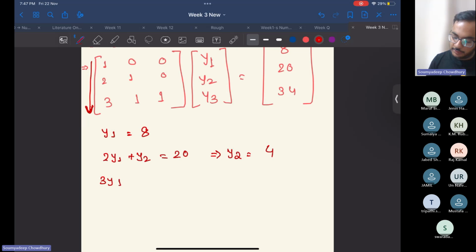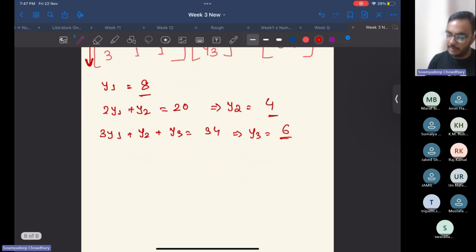From the last one, 3y1 plus y2 plus y3 equals 34. From this, if I want to find out y3, it will be 34 minus 24 minus 4, which is 6. Y3 will be equal to 6. So now Y matrix you know, which is 8, 4, and 6.